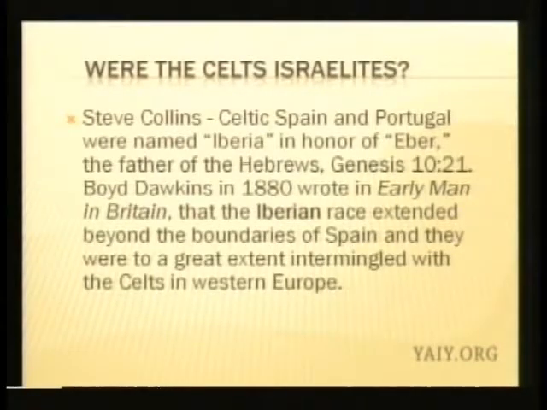Were the Celts Israelites? Steve Collins: Celtic Spain and Portugal were named Iberia in honor of Iber, there's that name again, meaning to cross over, the father of the Hebrews. And Boyd Dawkins, 1880, states that the Iberian race extended beyond the borders of Spain. They were, to a great extent, intermingled with the Celts in Western Europe. I submit they were part of the Celts.